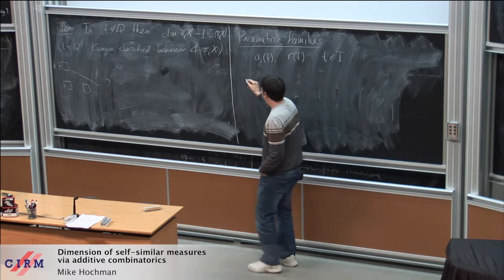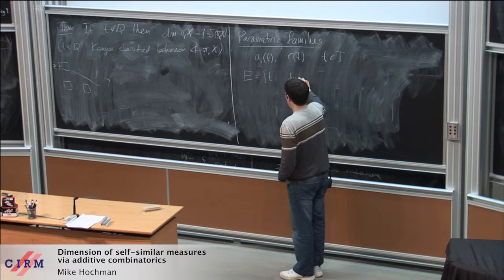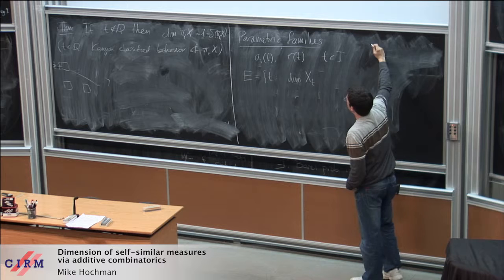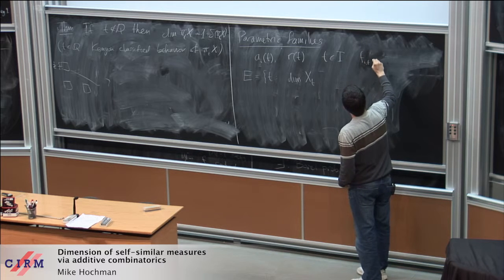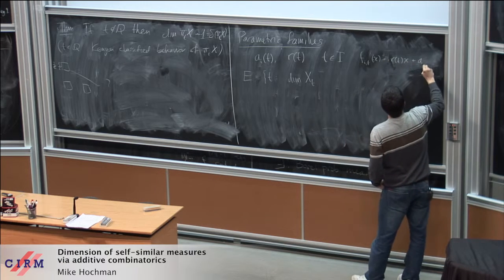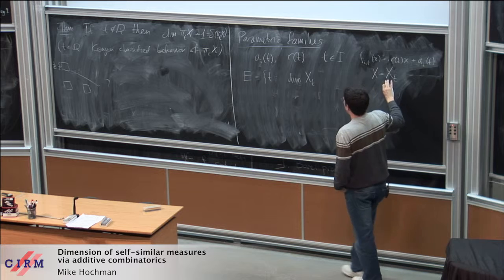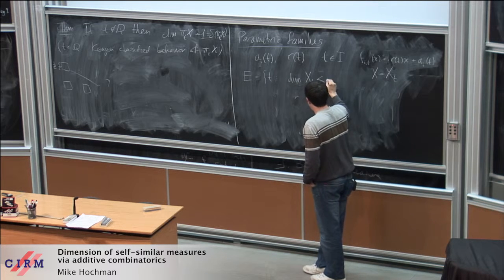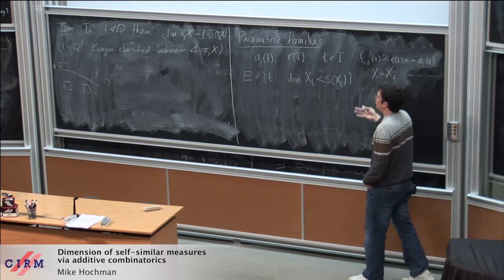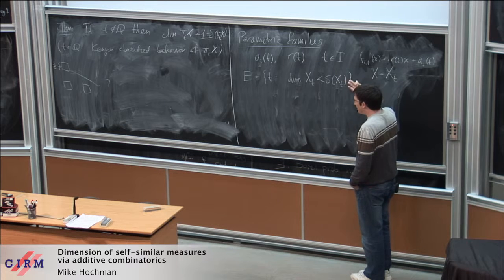And then you would like to say, let's write E for the set of t's such that the dimension of X_t is less than what it should be, where X_t is the attractor. I should say more than that: f_i,t of x is r(t) x plus a_i(t). So the attractor X also depends on t. And there's a very developed machinery for showing that this set at least has Lebesgue measure 0 in the interval I using transversality methods.